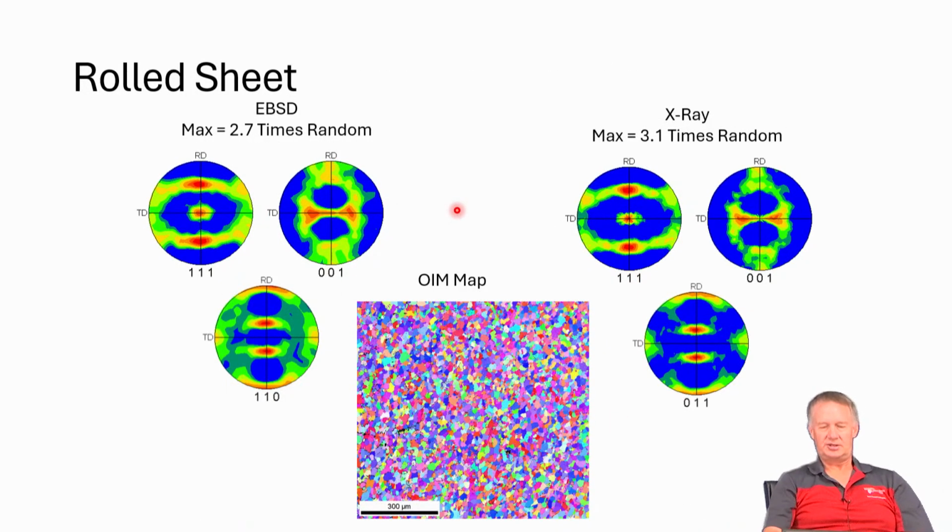All right, so here's another example, a rolled sheet material. We're looking at maximum texture intensities of about 2.7 versus 3.1 times random on the maximum intensities of those. The features of the pole figures are similar. The details, different. Right? The details are definitely different on these.